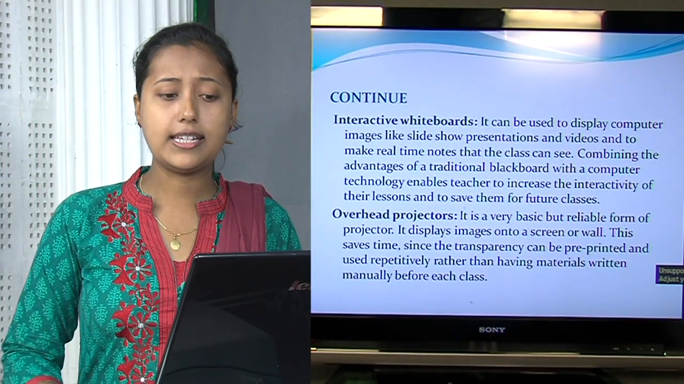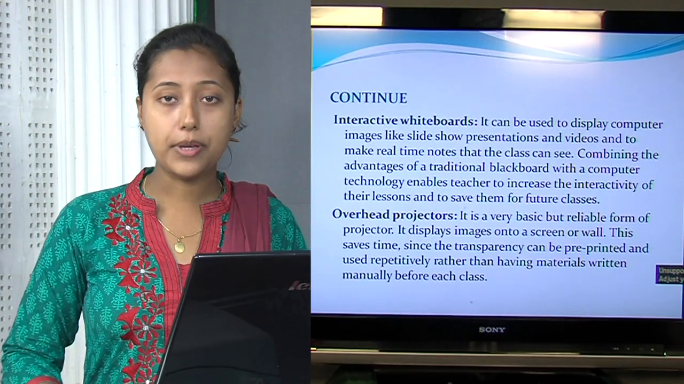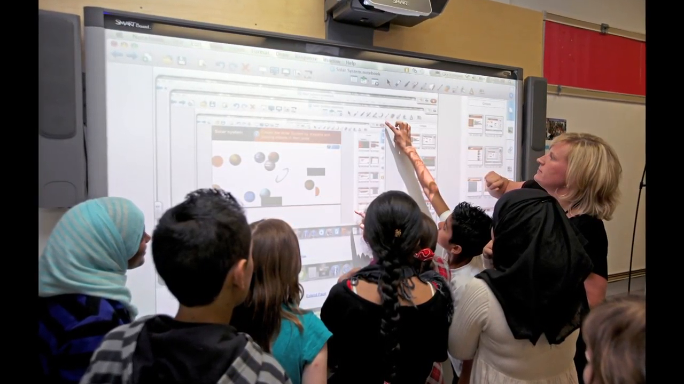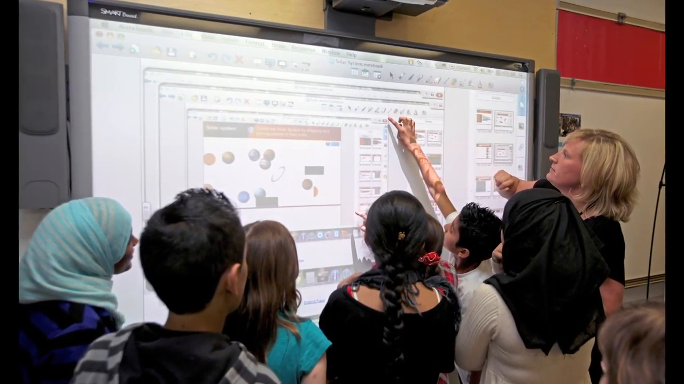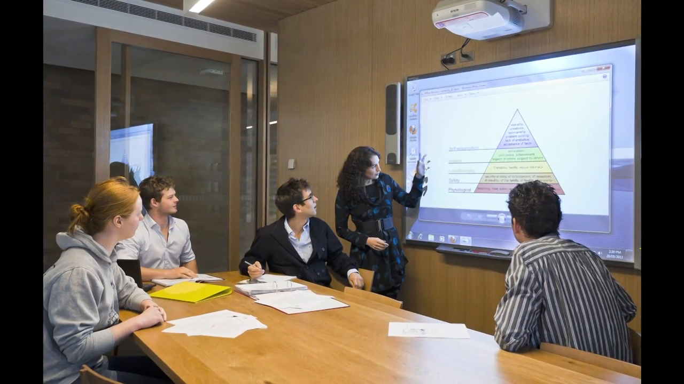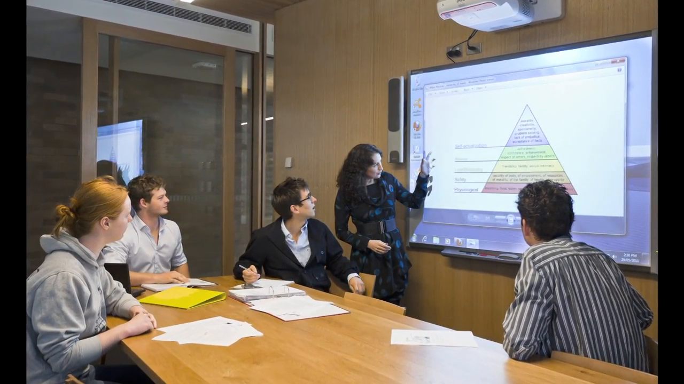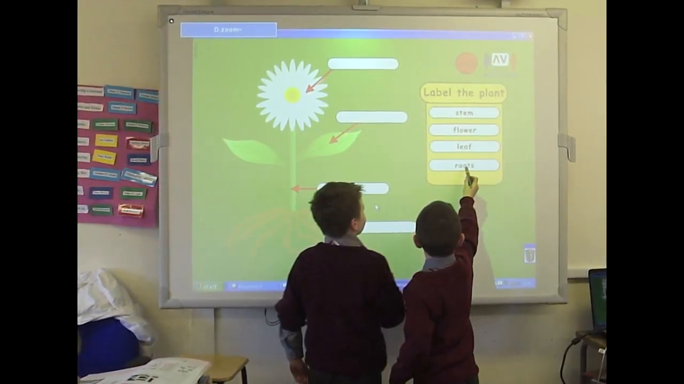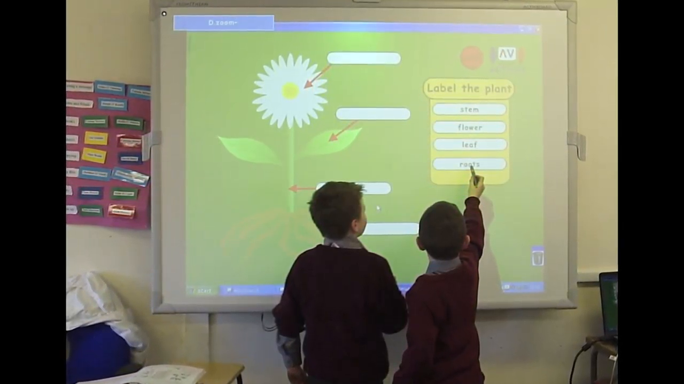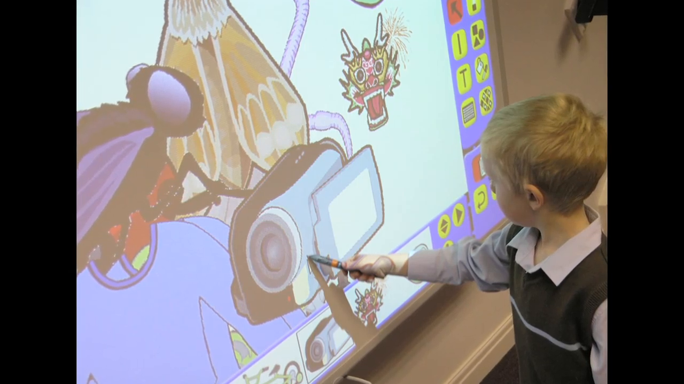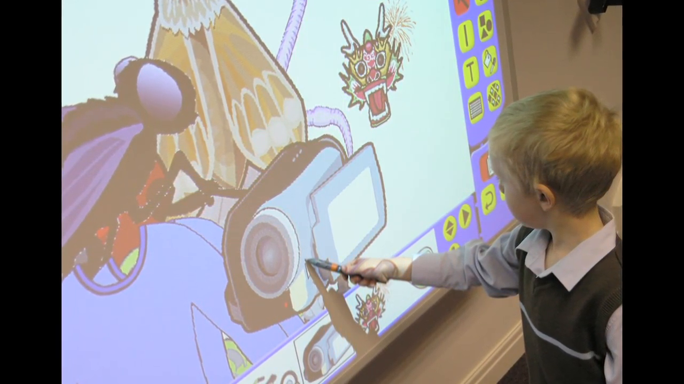Next is the interactive whiteboard. It can be used to display computer images like slideshow presentations and videos, and to make real-time notes that the class can see. Combining the advantages of the traditional blackboard with computer technology enables teachers to increase the interactivity of their lessons and to save them for future classes.